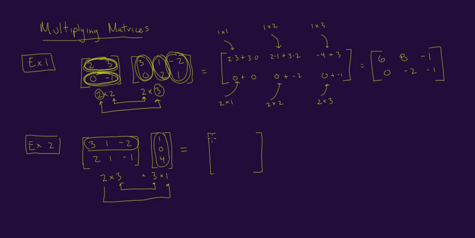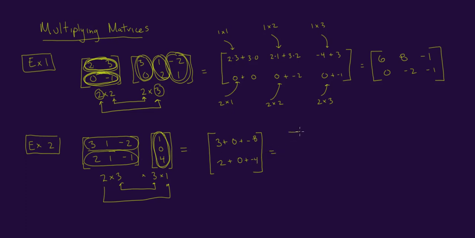3 times 1 is 3. 1 times 0 is 0. -2 times 4 is -8. And then we'll move down to the 2, 1 entry by taking the second row versus the 1 and only 1 column. 1 times 2 is 2. 0 times 1 is 0. And 4 times -1 is -4.